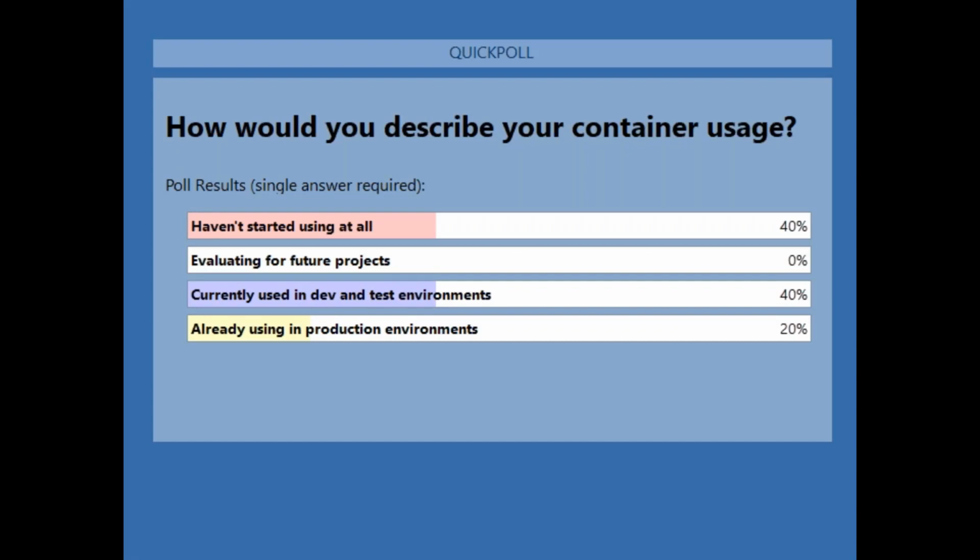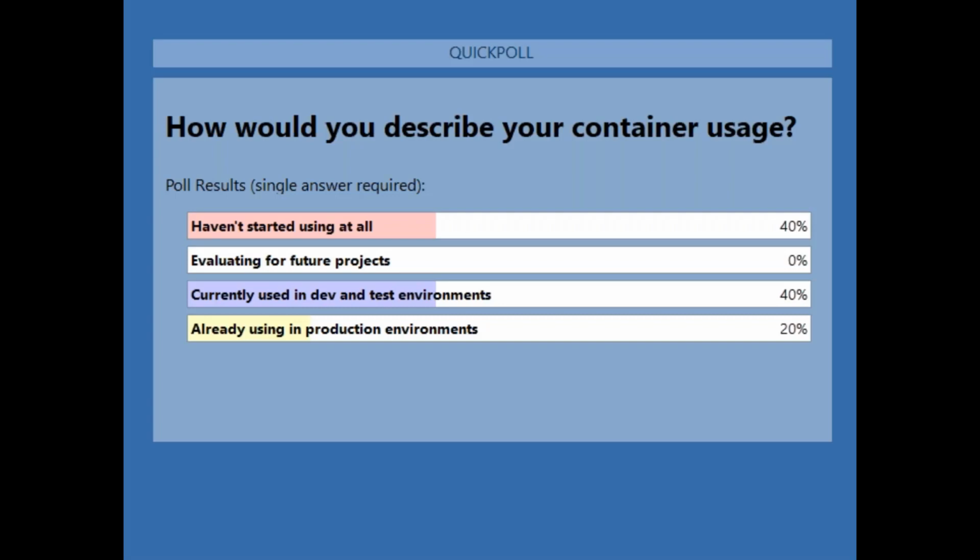So I think you can see it by now. So there's 40% haven't started using it at all. Surprising, 0% or none of you are evaluating for future projects. That must be a coincidence that we happen to catch you during a time when you either haven't started or you've brought it into dev and test. 40% are in development and test, so you're evaluating it for future use, and then 20% already using it in production environment.